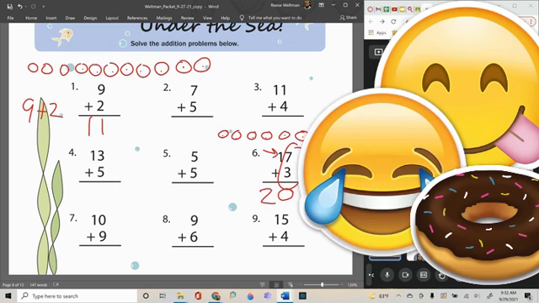Mason? You there? I see your hand up, but I don't hear you. 17 plus 3 equals... I'm going to give you a big hint. I just drew it on the screen. 20. That's right. It's 20.